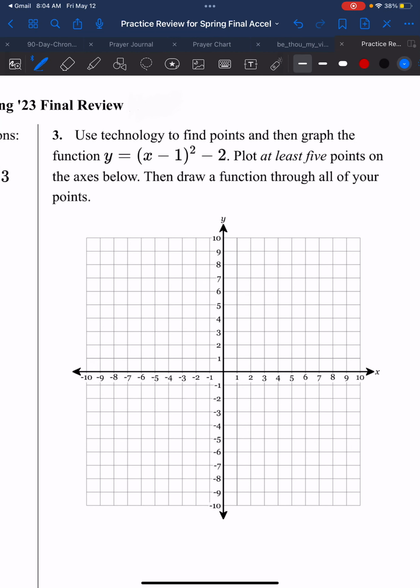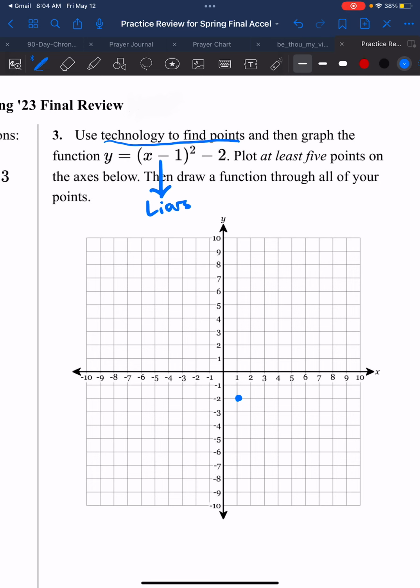So it says use technology on number 3. Use technology to find points, and then graph the function y equals x minus 1 quantity squared minus 2. So remember, parentheses are liars. Instead of going left 1 like you would think, you go right 1 and then down 2. So right here, and then you would use your technology from there.